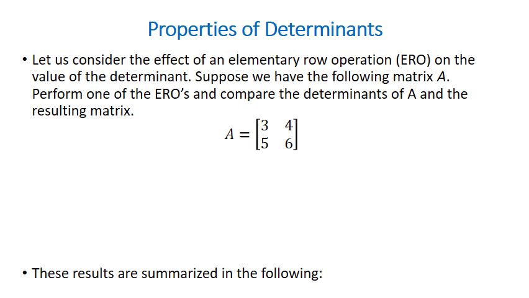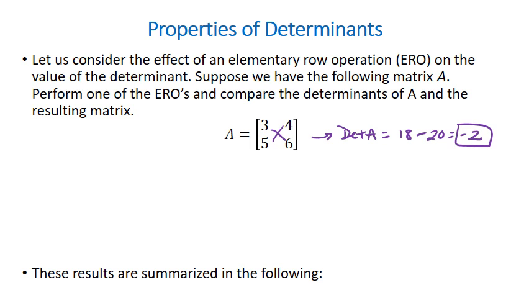So let's look at a simple 2 by 2 matrix and analyze what happens. So I have this 2 by 2 matrix, and let's go ahead and find the determinant of this. If I want to find the determinant of matrix A, I take 3 times 6, which is 18, minus 4 times 5, which is 20. So this determinant is -2.